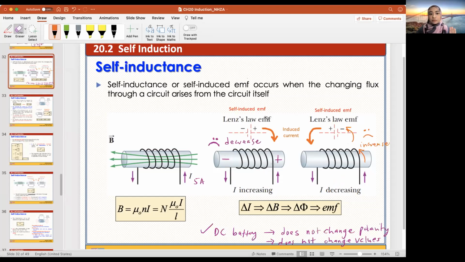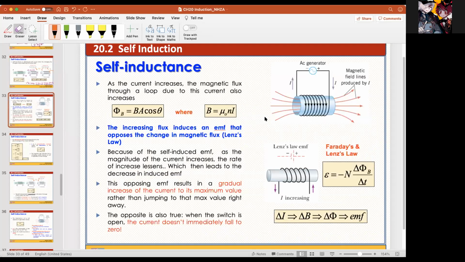Okay, any questions on this part first before we move on to other things? Is everyone okay with the concept? Okay. Yes. All right. Okay.